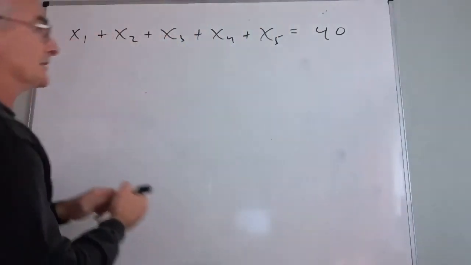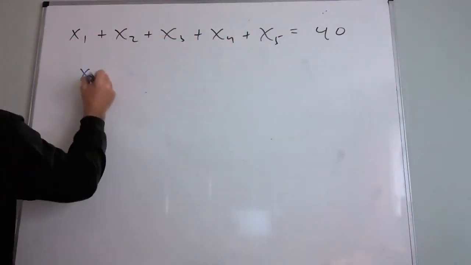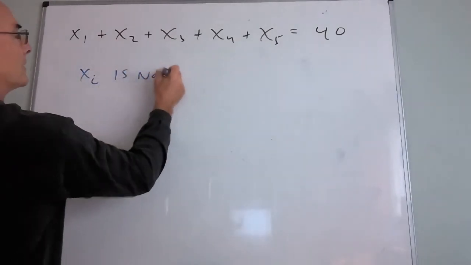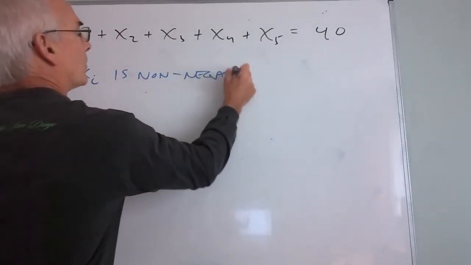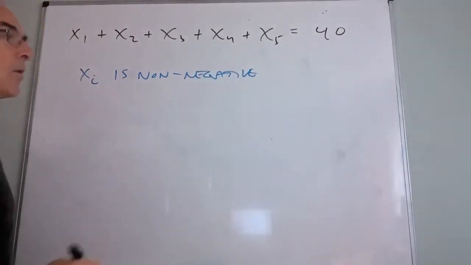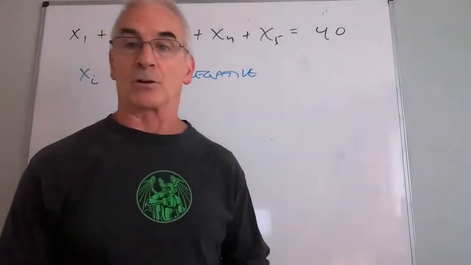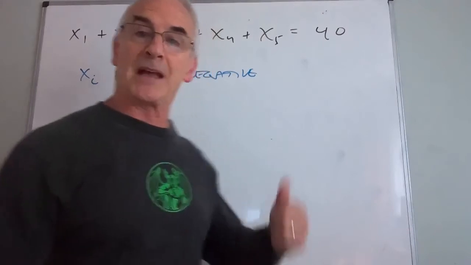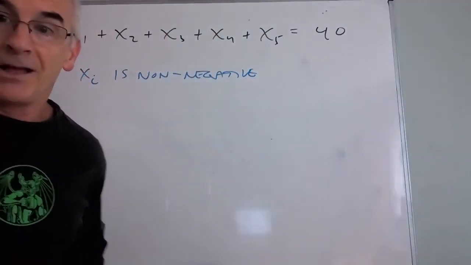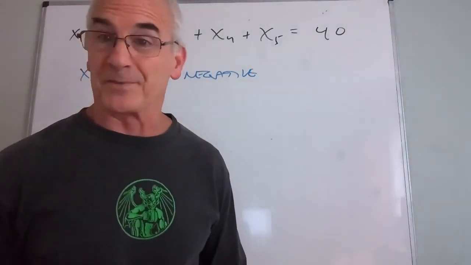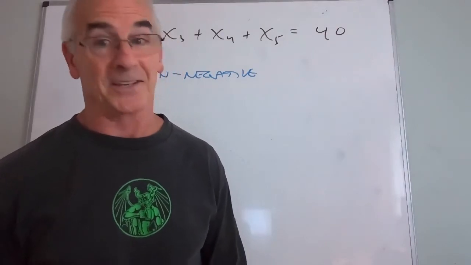So I'm going to put restrictions. The Xi, we'll say, is non-negative. Well, that does change things. Why? Because when I first wrote the problem down, clearly there's an infinite number of solutions. Now that I'm saying X is non-negative, there is no longer an infinite number of solutions. There is a finite number of solutions.